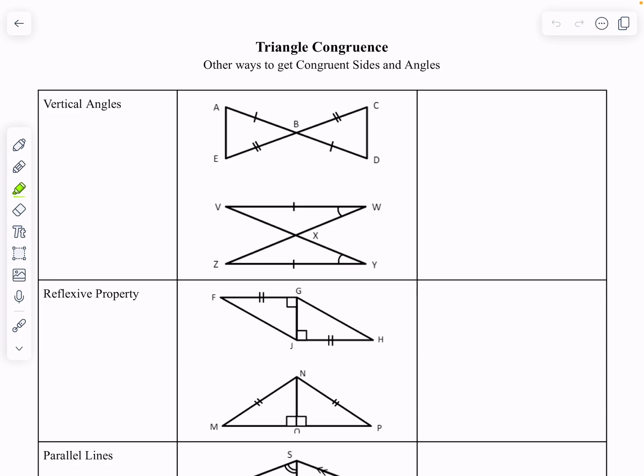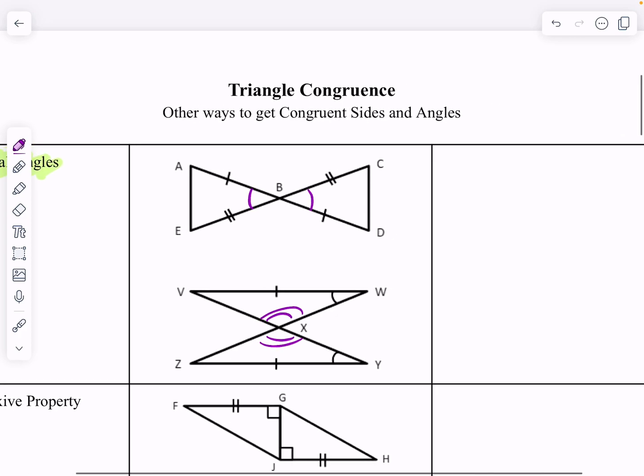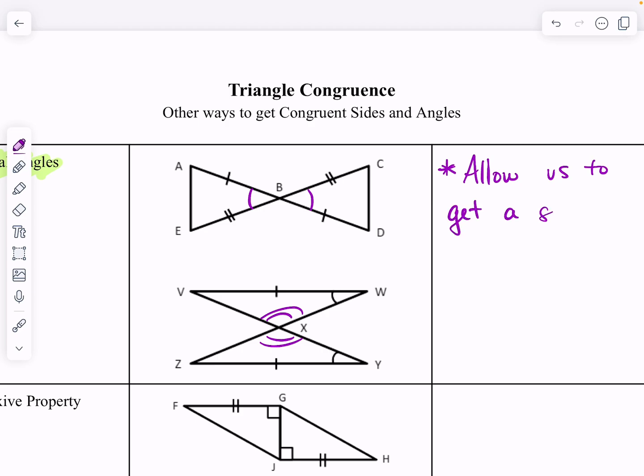So the first I want to talk about are vertical angles. This was discussed in a previous video, but I just want to make sure we're really clear. A vertical angle is kind of a cross, an X-like pattern, and it allows for anything across that X to be congruent. So vertical angles allow us to get a set of congruent angles, more like across the X.